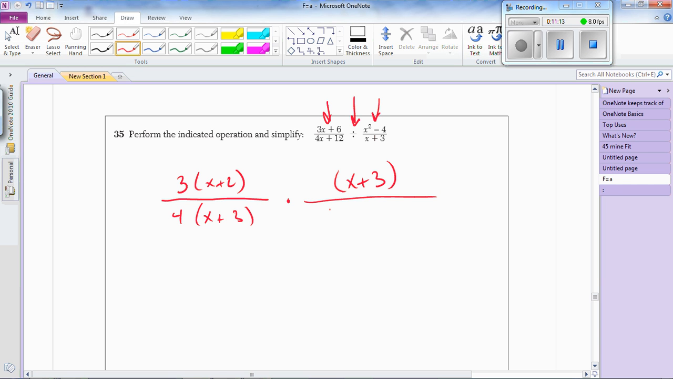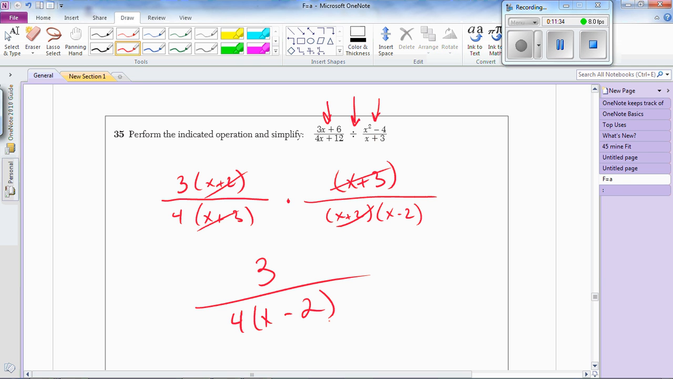And here is simple factoring. It's x plus 2. Wow, it just took out his ankle. And x minus 2. Alright. X plus 2 is canceled. X plus 3 is canceled. And that's it. Now be careful. Don't do something stupid. 3 is the only thing left over on the numerator. 4x minus 2 is left over in the denominator. Leave it there. That's your answer.